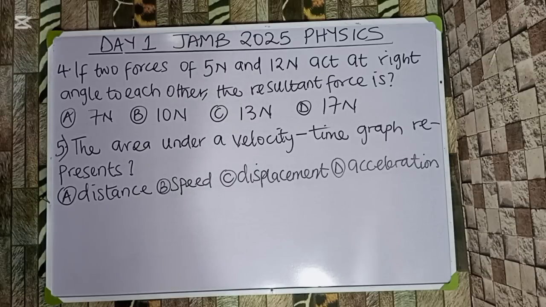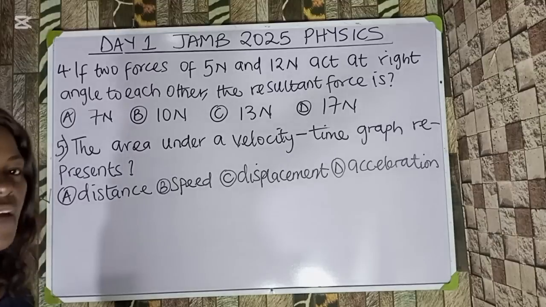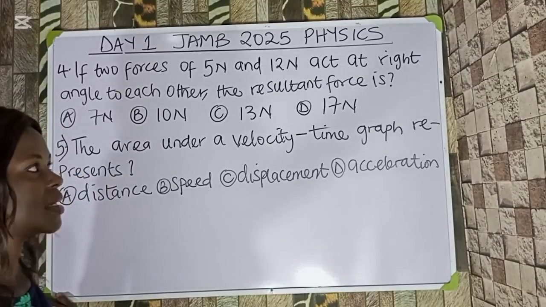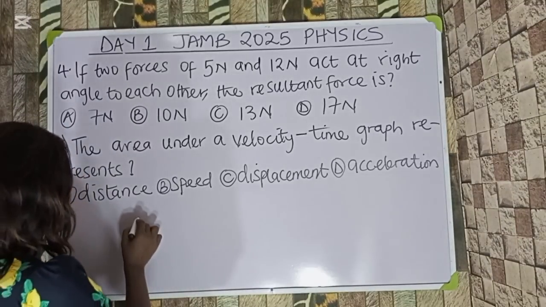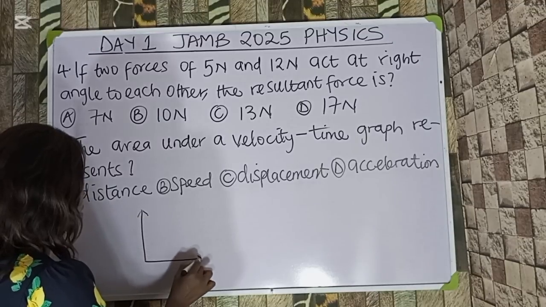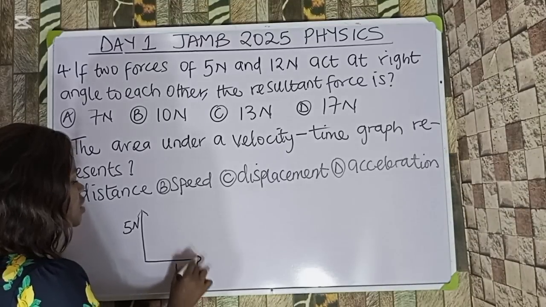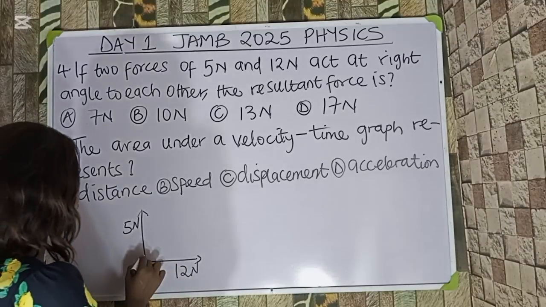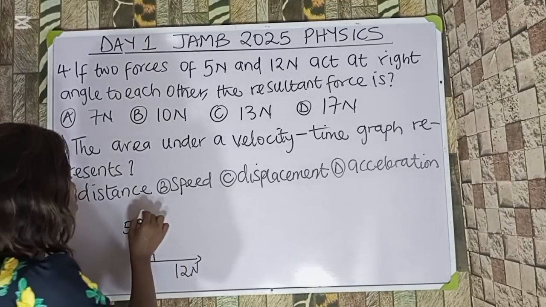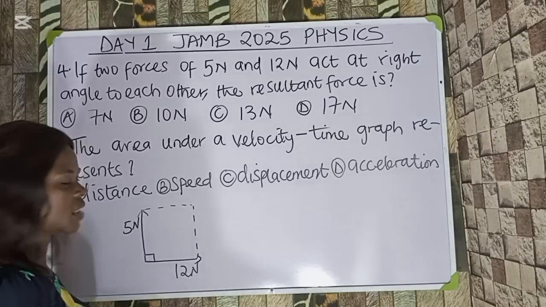Question 4. If two forces of 5 Newton and 12 Newton act at right angle to each other, the resultant force is what? Option A, 7 Newton. Option B, 10 Newton. Option C, 13 Newton. Option D, 17 Newton. Now for us to solve this question, they said two forces are at right angle to each other. That means we have this. The first one is 5 Newton. The second one is 12 Newton. And right angle means they are perpendicular to each other. Okay, so we are going to complete it to get the resultant vector.